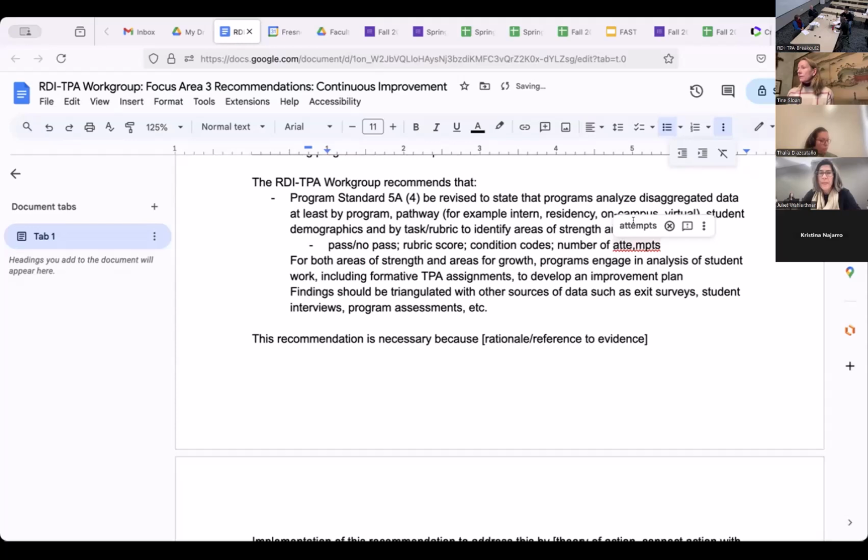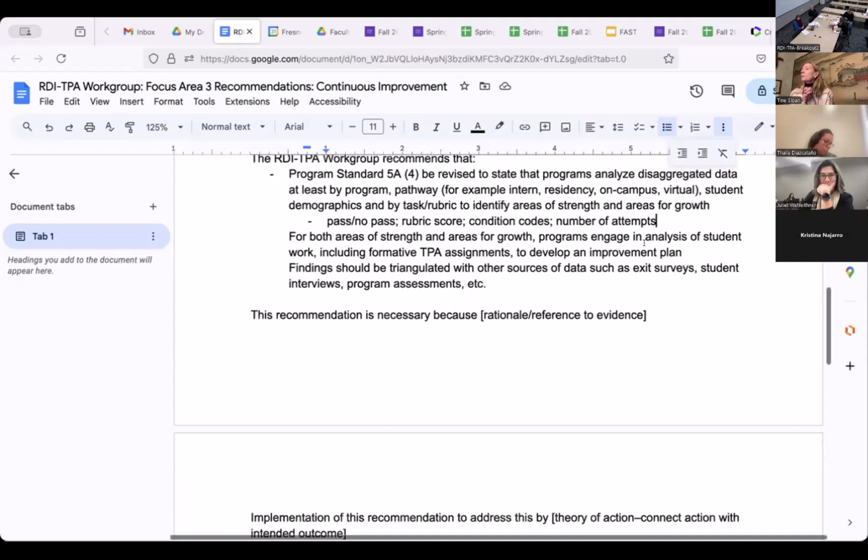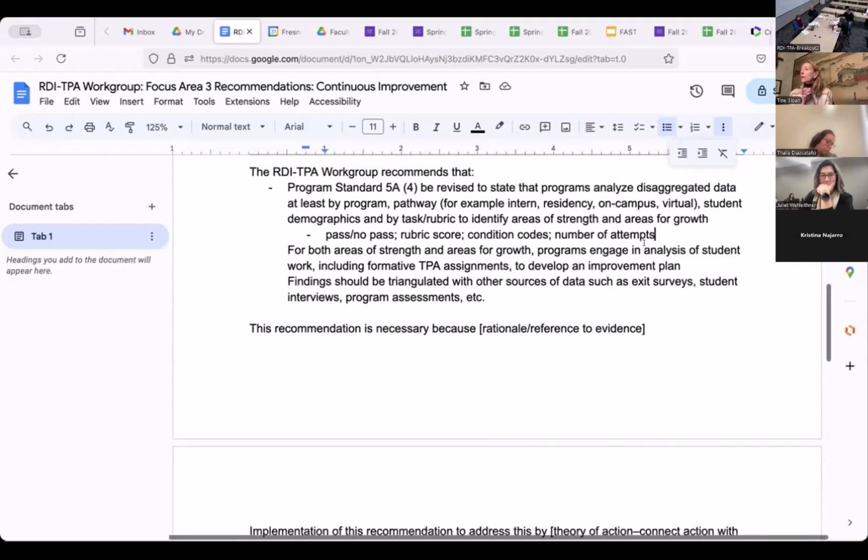And maybe, as Matt was saying in the beginning, there's some data programs can choose to look at based on what makes sense for your program, but there are some data that for accreditation purposes we want programs to be sure to include and analyze in their plans. That would include condition codes, number of attempts, both passing and non-passing, and rubric scores. Does that sound right? So what you just wrote, Juliet, those are the data that we recommend are required for analysis in a continuous improvement plan.